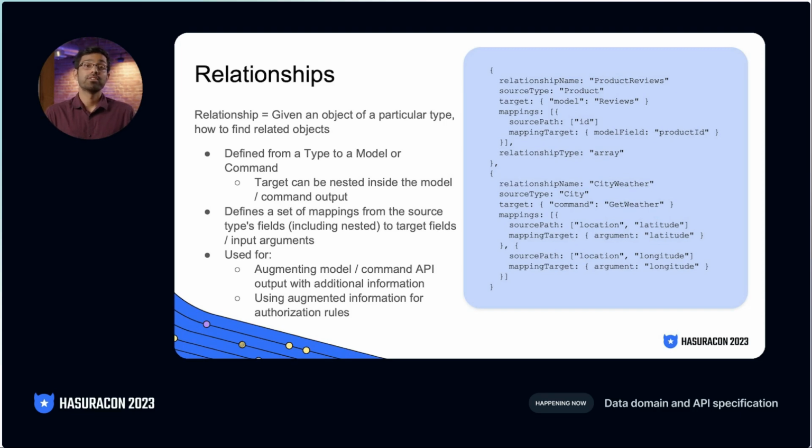In the example shown here, the relationship called product reviews defines that given an object of type product, we can find related objects in the reviews model by using the ID field of the product object for filtering the reviews model using its product ID field. And there's also the city weather relationship that defines that given an object of type city, we can find the related weather object by calling the getWeather command and passing the city's location fields as arguments to the getWeather command. Typically, you would only want non-mutating commands like getWeather on the target end of your relationships.